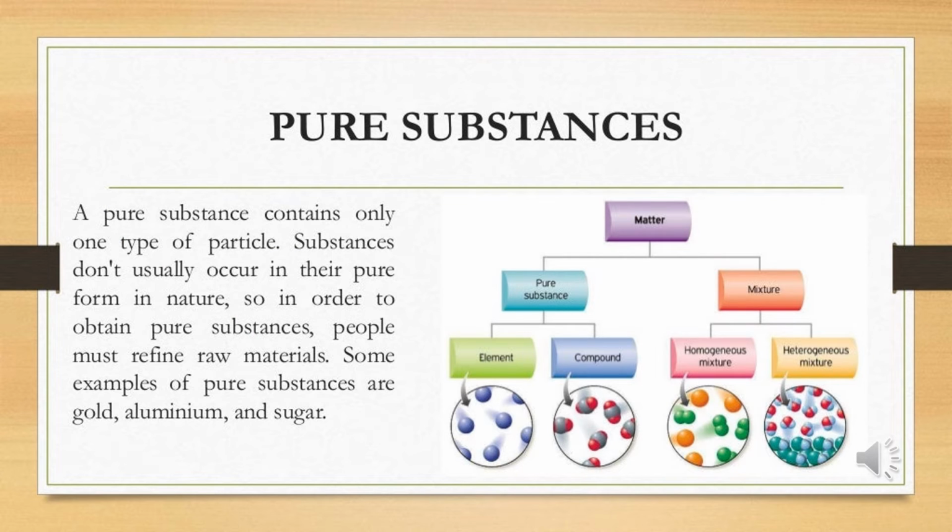Next one is pure substances. A pure substance contains only one type of particle. Substances do not usually occur in their pure form in nature, so in order to obtain pure substances, we refine raw materials. Some examples of pure substances are gold, aluminium and sugar.